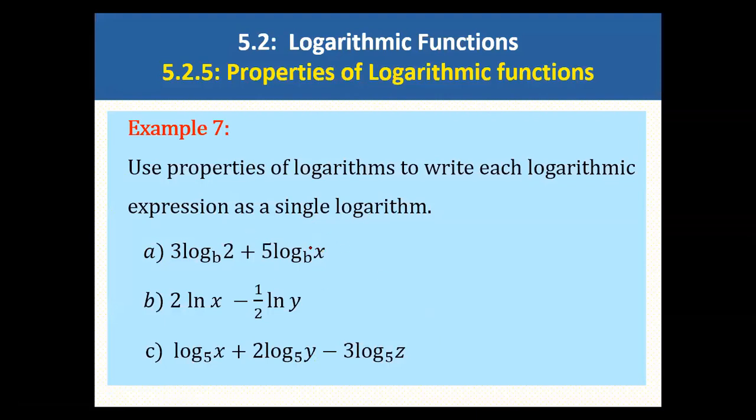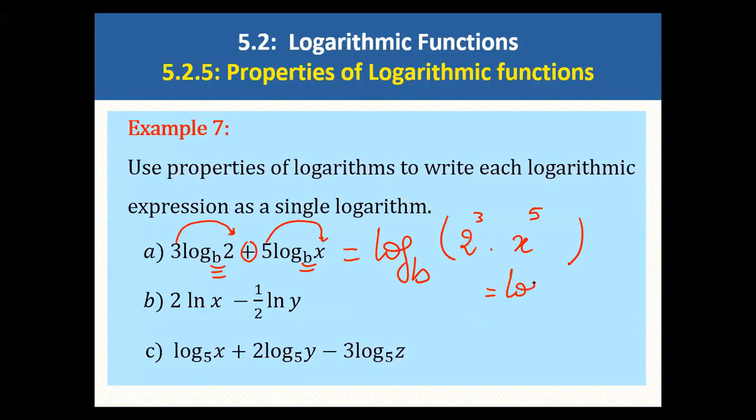Now if we combine, and we'll stop after this. If we combine a sum, we need the same base to combine. And here we can combine them into only one log. Log of what? The coefficient outside becomes a power, 2 cubed. The plus becomes a product, and the 5 goes as the power of x. So we can write it as log base b of 8x to the 5.